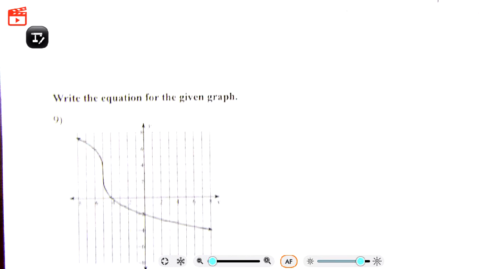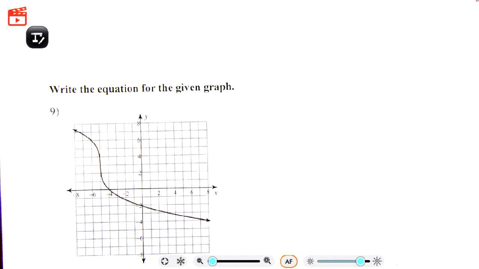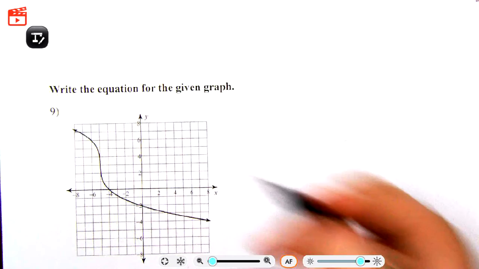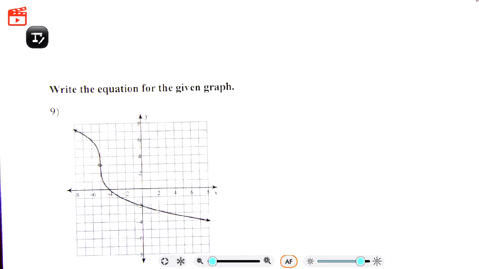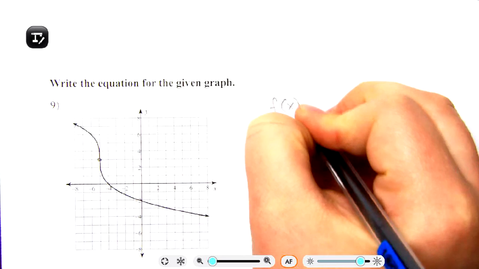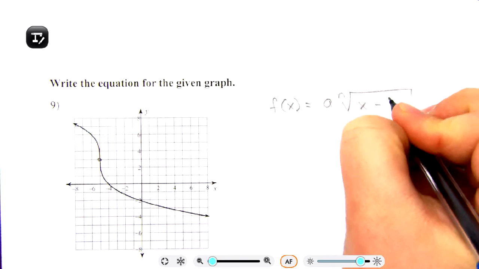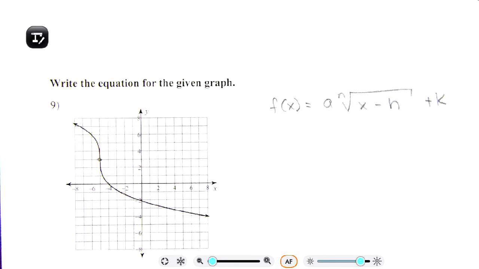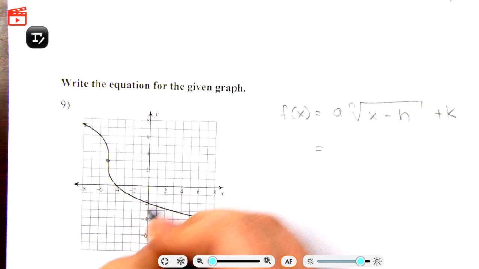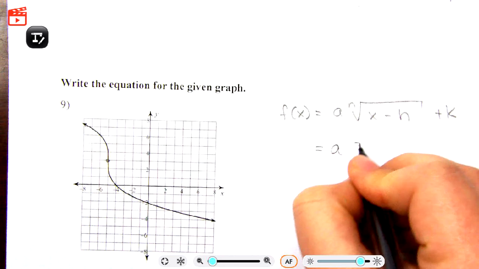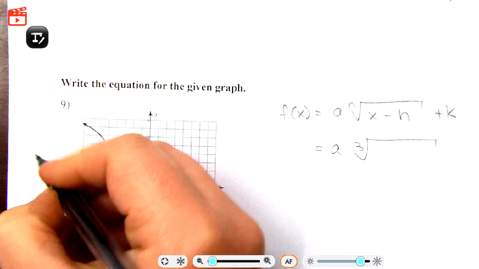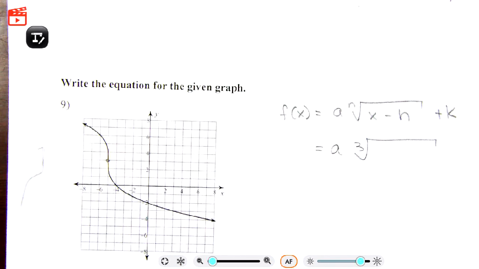Write the equation for the given graph. First thing first, you need to identify your turning point. Okay, here it is. And your form is going to be f of x. It's an equation, so you need f of x is equal to a cube root of x minus h plus k. So if you identify your turning point or your endpoint, you're pretty much done. Okay, so this is a cube root. I know that because it's like a John Travolta, we call this a John Travolta, but it's John Travolta pushed over, flipped over on its side.